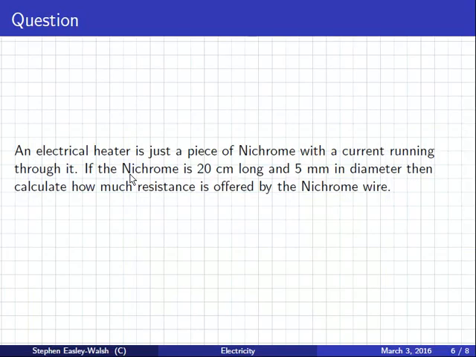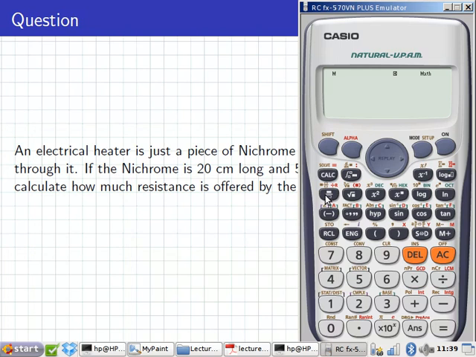I'm waiting for my calculator. There we go. Alright, so first we need the constant. What's the constant for nichrome? 1.1 by 10 to the power of -6.